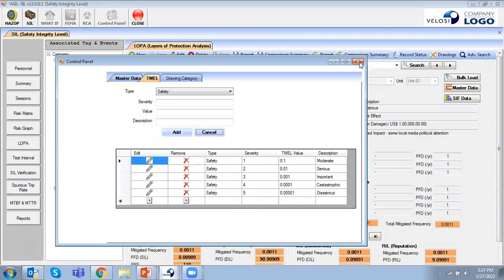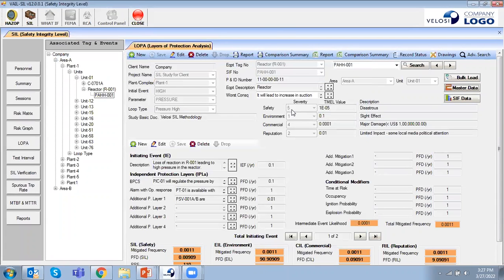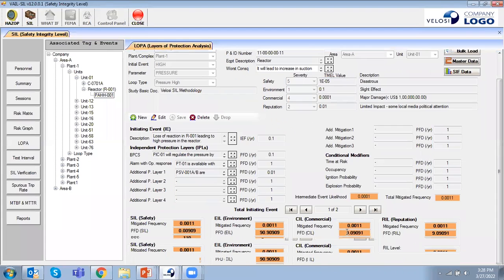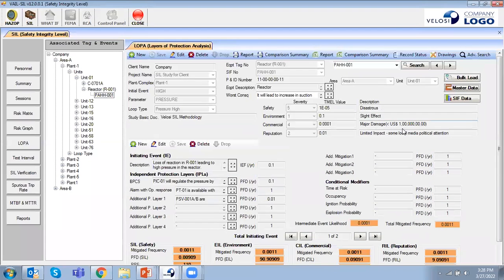So, for example, say severity 5 for safety. Severity 5 means there will be a disastrous impact and multiple fatalities. So the TMEL, target mitigated event likelihood, is 10 raised to the power minus 5. And for the environmental, it will be a slight effect, 0.1. These are the generic severities we have selected to show you different results. Okay, now the target has been set.